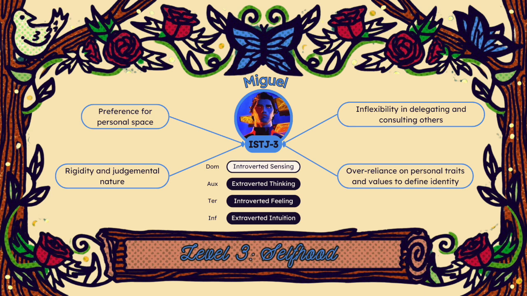Miguel's character provides a lens to understand individuals at level 3, showcasing how personal beliefs and values, while crucial, can become limiting. The analysis of Miguel O'Hara's traits sheds light on the nuanced dynamics of the selfhood mindset, offering insight into the complexities of balancing personal freedom with growth in interpersonal relationships.